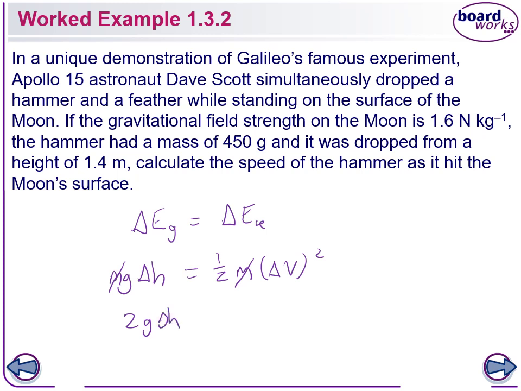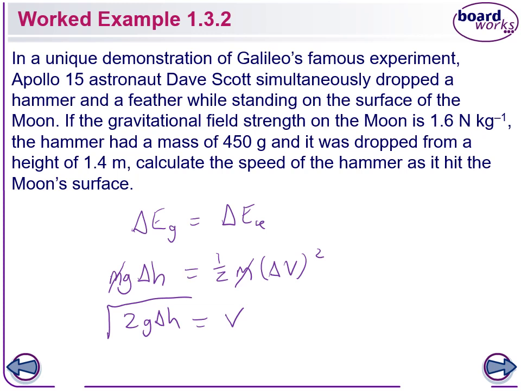Oh, that's a terrible delta. I got a new computer. 2g delta h, square root of that will be equal to our velocity. Happy with that? I've just multiplied both sides by 2 and then taken the square root.